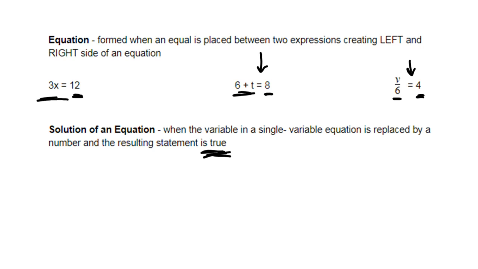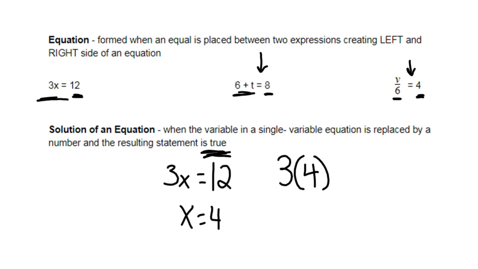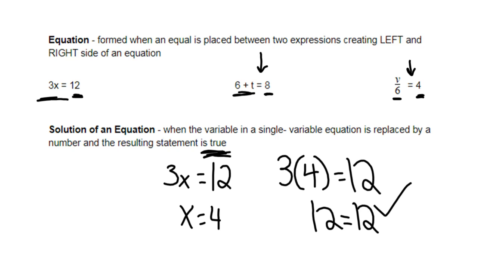So if we look up here, we have 3x equals 12. Well, just looking at this, I can say, well, I know 3 times 4 equals 12. That means that x equals 4 is in fact a solution to this equation. It's a solution because if we plug it back in, 3 times 4 equals 12. Right? That gives us 12 equals 12. That gives us a true mathematical statement. That means we have found the solution to an equation.